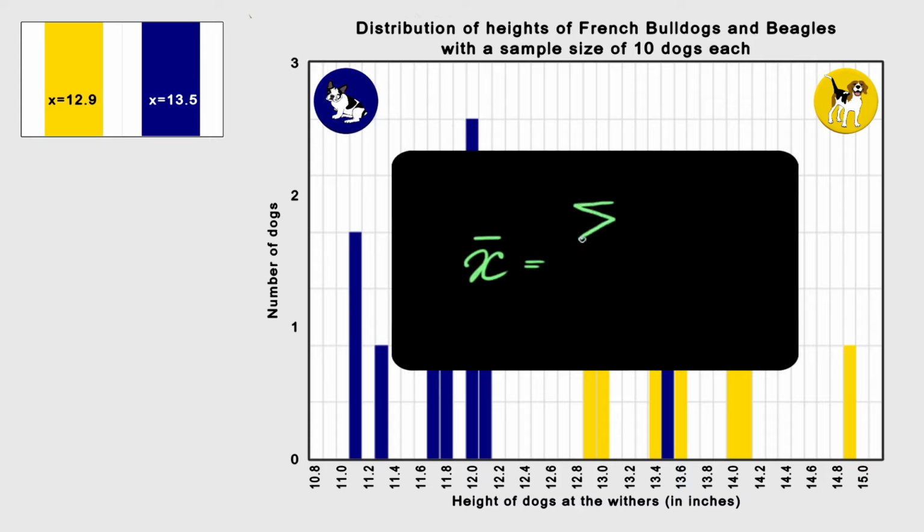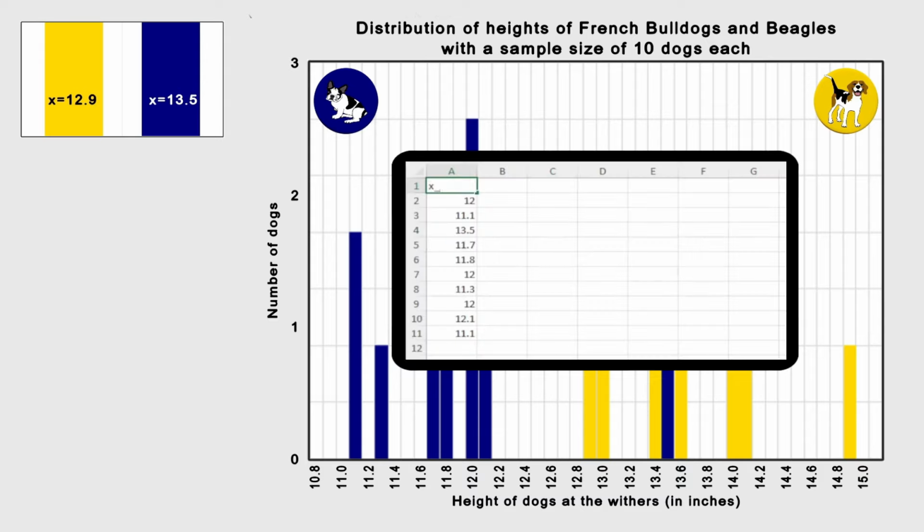The average x, denoted as x bar, equals the sum of all measured values of parameter x, in our case, the height of dogs at the withers, divided by the number of measurements. Statistical calculations are very convenient to perform in Microsoft Excel. Here is our initial data.